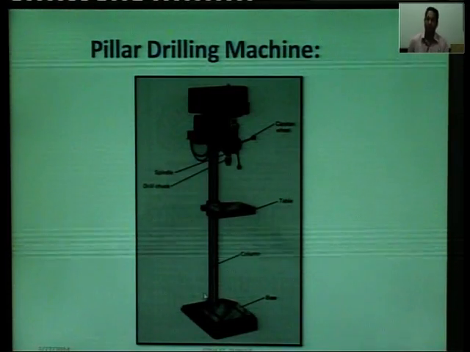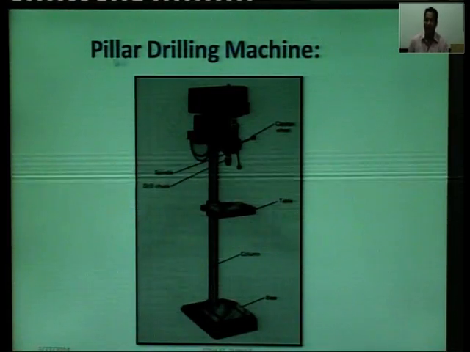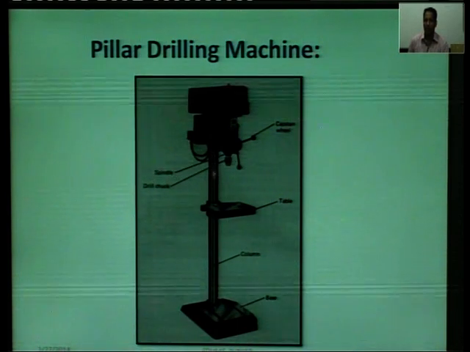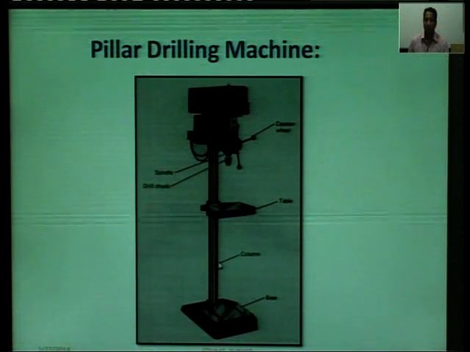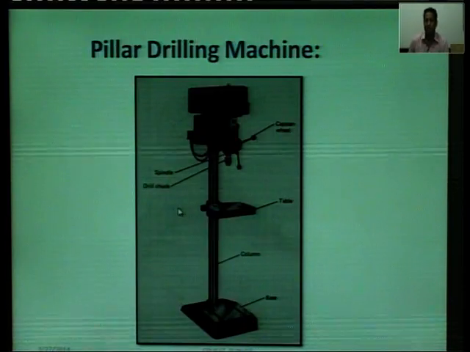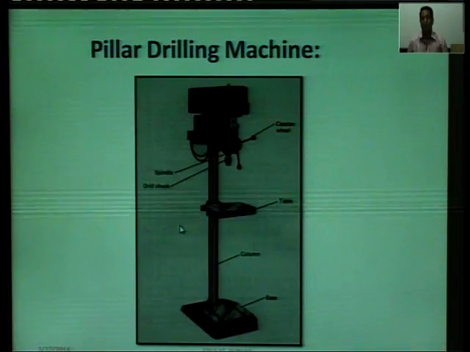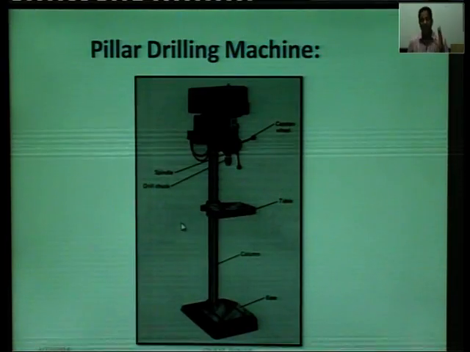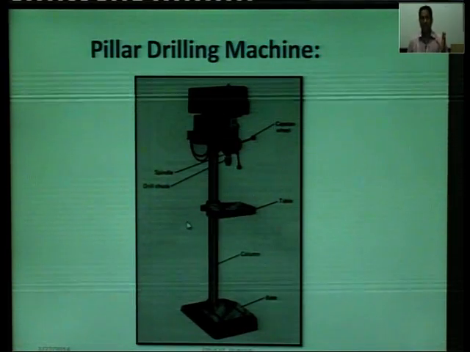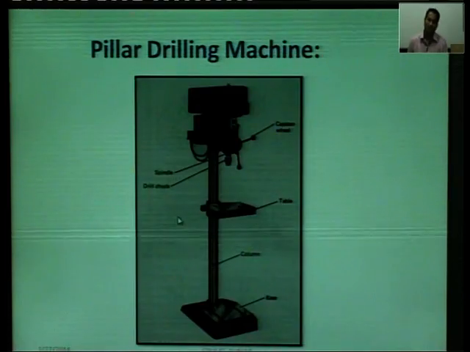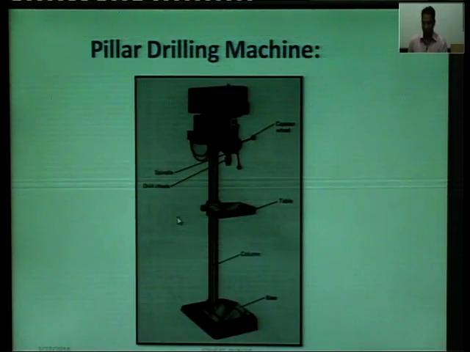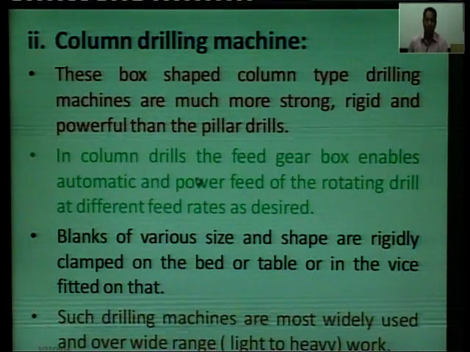This is the pillar drilling machine, as its name is pillar. Pillar means vertical pole, so it has a long vertical pole. The advantage of this kind of machine is that we can adjust different types of jobs on it. Large size jobs we can adjust on it, smaller size jobs we can adjust on it. So this is a column drilling machine.